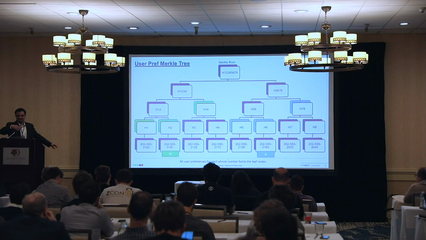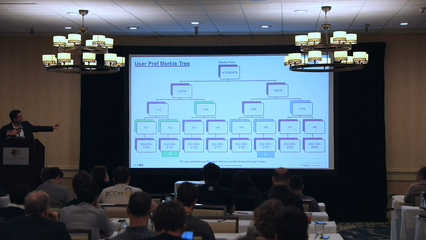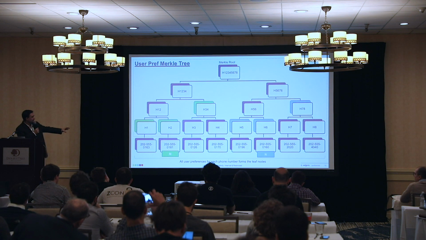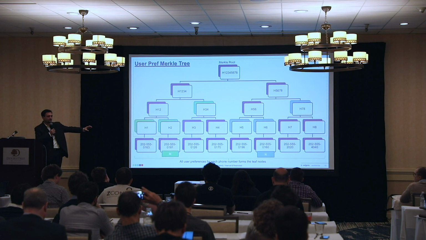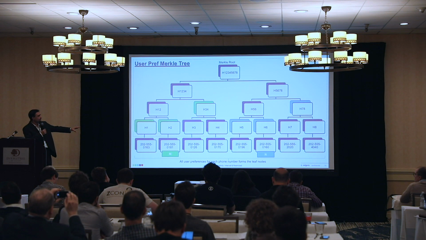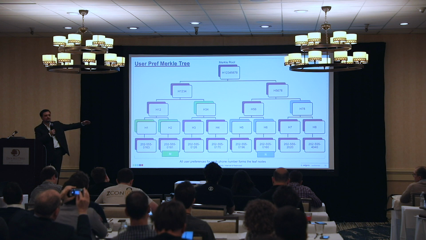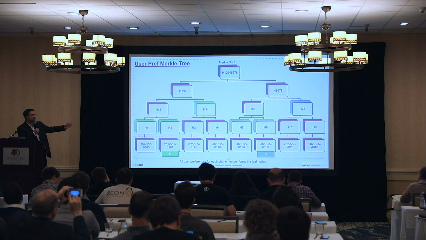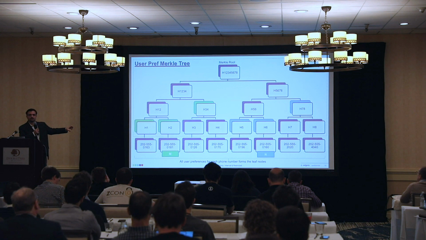And at a later point of time, when an auditor seeks proof, that's when the Merkle proof can be used to recalculate the Merkle tree. As we can see here, there are phone numbers, and the preferences related to those phone numbers become the leaf nodes. The hashes H1, H2, H3 are a representation of the hash of the user preferences, all the user preferences of a phone number, and they all combine to become the Merkle root.